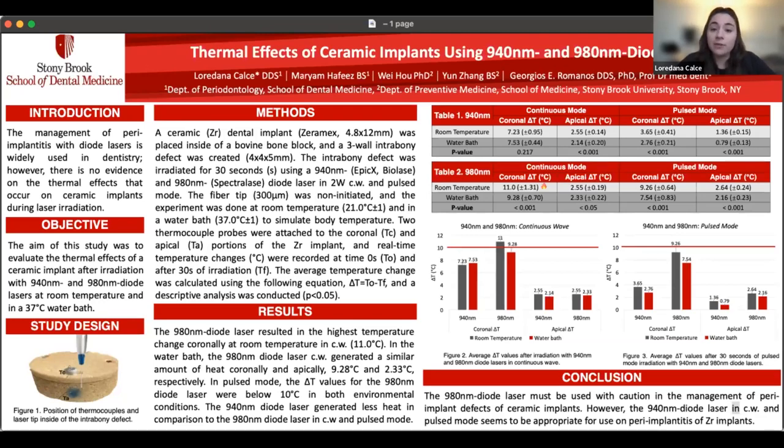A non-initiated fiber tip was placed inside of the intrabony defect, and it was parallel to the implant surface, as shown in our study design here, figure 1. And this was done at room temperature as well as in a 37 degrees Celsius water bath. 2 thermocouple probes were attached to the coronal portion and the apical portion of the implants, as shown here. And real-time temperature changes were recorded in degrees Celsius throughout irradiation. A data acquisition tool was used for data collection and a descriptive analysis was conducted.